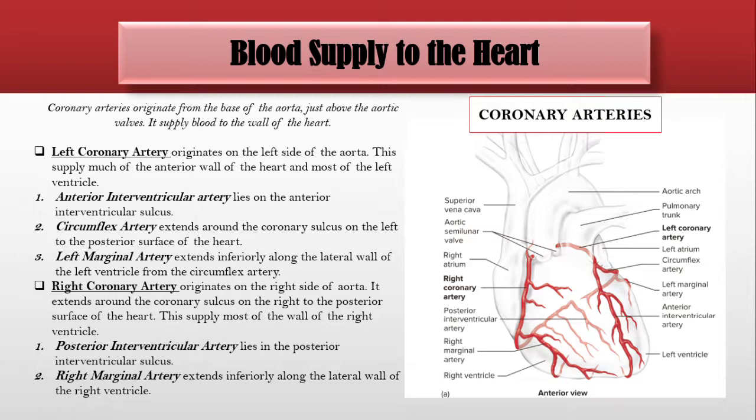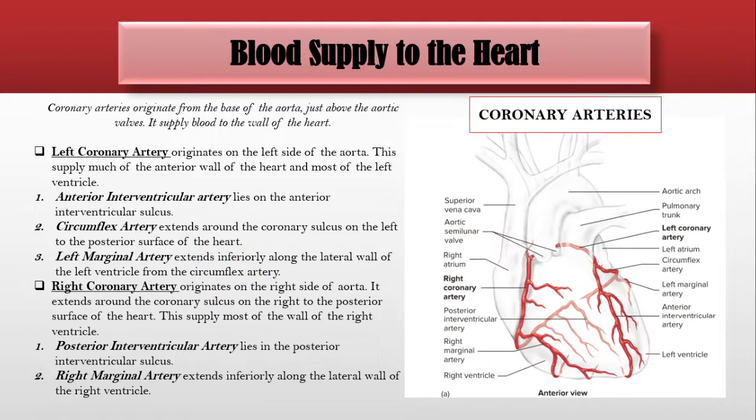The left coronary artery has three major branches: the anterior interventricular artery, the circumflex artery, and the left marginal artery. So, the anterior interventricular artery lies on the anterior interventricular sulcus, while the circumflex artery extends around the coronary sulcus on the left to the posterior surface of the heart, and the left marginal artery extends inferiorly along the lateral wall of the left ventricle from the circumflex artery.